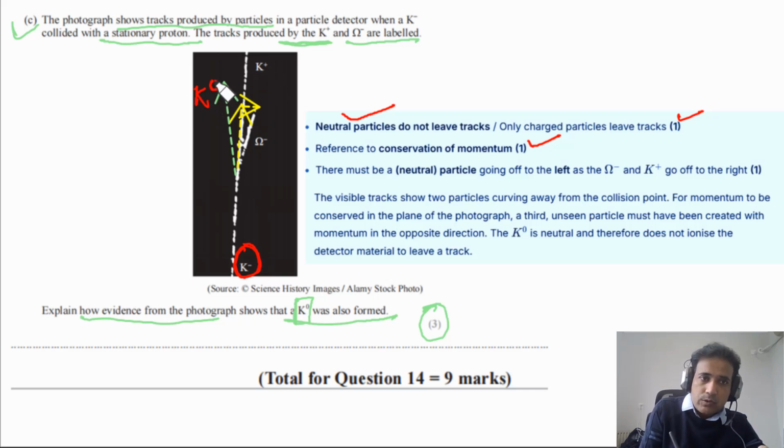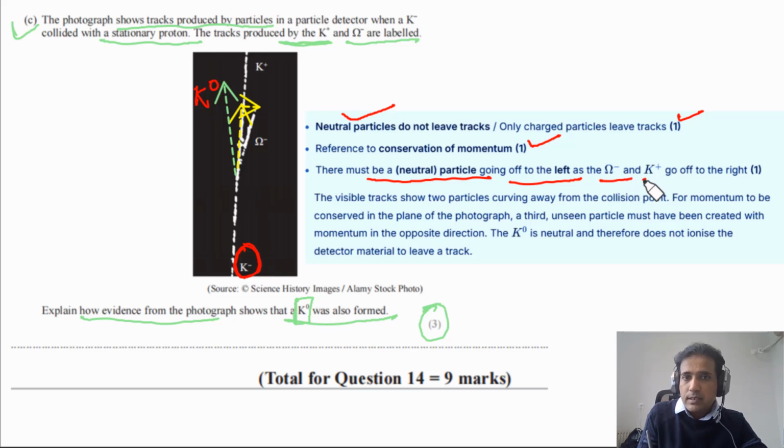There must be a neutral particle going off to the left, as the omega minus and K plus go off to the right, as we discussed before. So these points should be in the answer. You have to mention these points at least in the answer. And this is how you can write down a proper answer. So this is how you need to write.